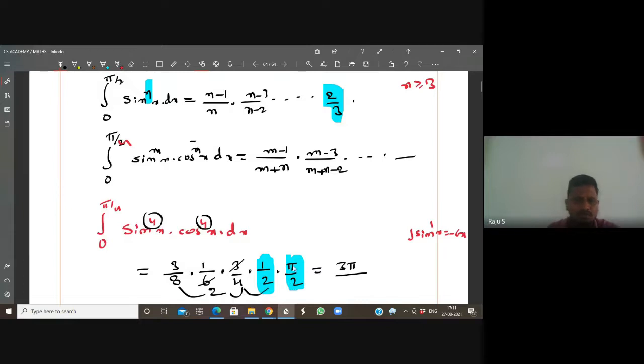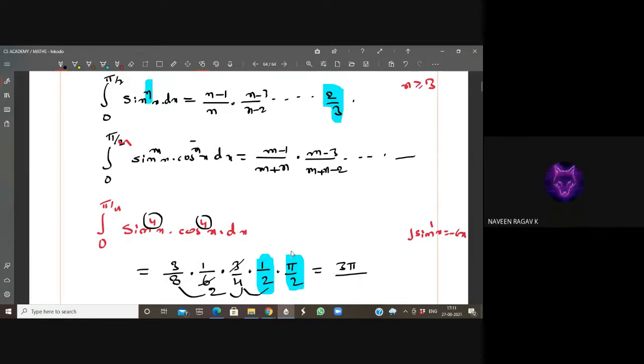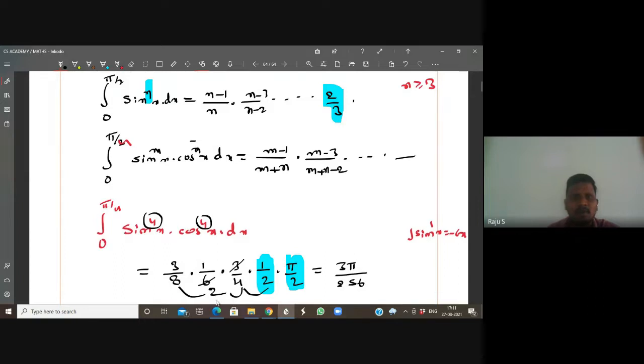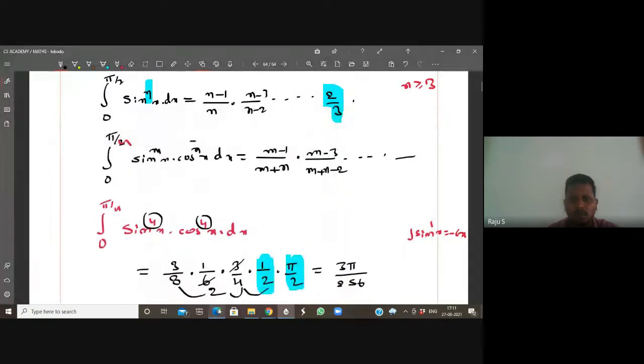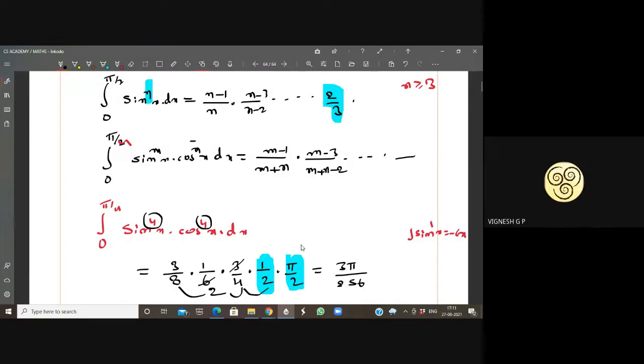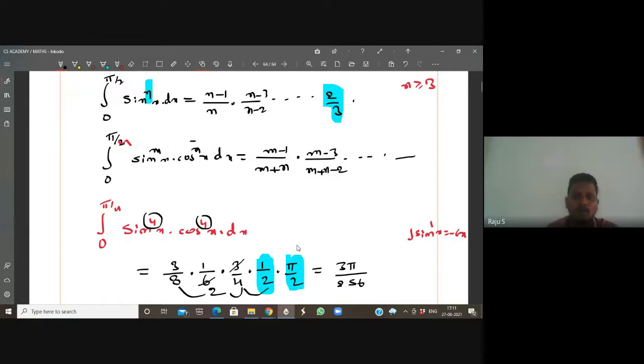What is the answer, students? 256. Is there any option 256? No. We should get the right answer. Sir, here the limit is pi by 4.